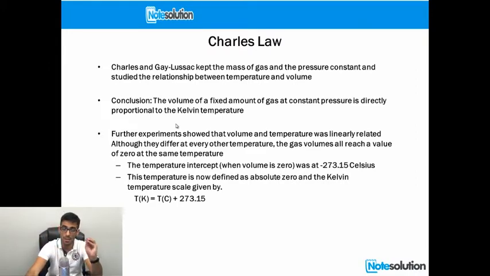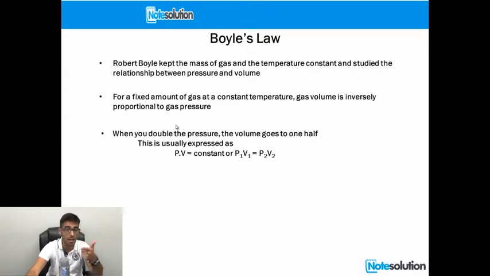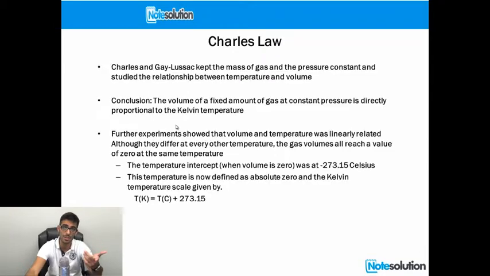So the first thing they found is that temperature and volume are directly proportional. Unlike the relationship between pressure and volume, which was inversely proportional, temperature and volume are directly proportional. What do we mean by that? We mean that if one increases, the other increases as well, or if one decreases, the other decreases as well. Now, they didn't stop there. Further experiments showed that volume and temperature are linearly related. So they go up in a linear fashion.